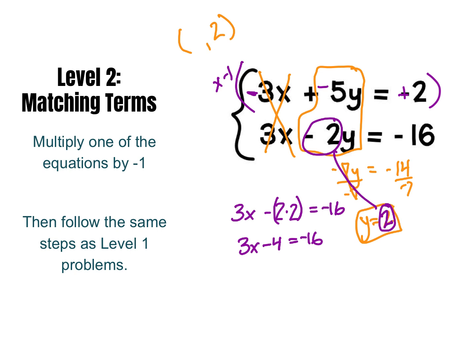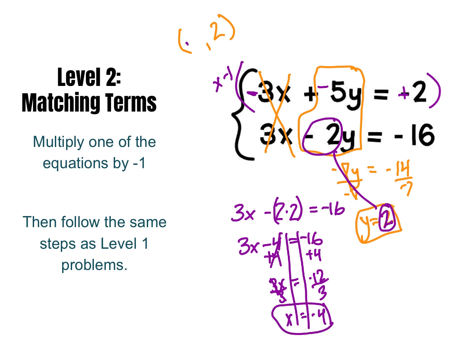Okay, so we're going to solve this two-step equation. I'm going to add 4 first. I'm left with 3x and -12. Divide by 3, and x equals -4. All right, so my first part of my ordered pair is -4. My second part is 2.